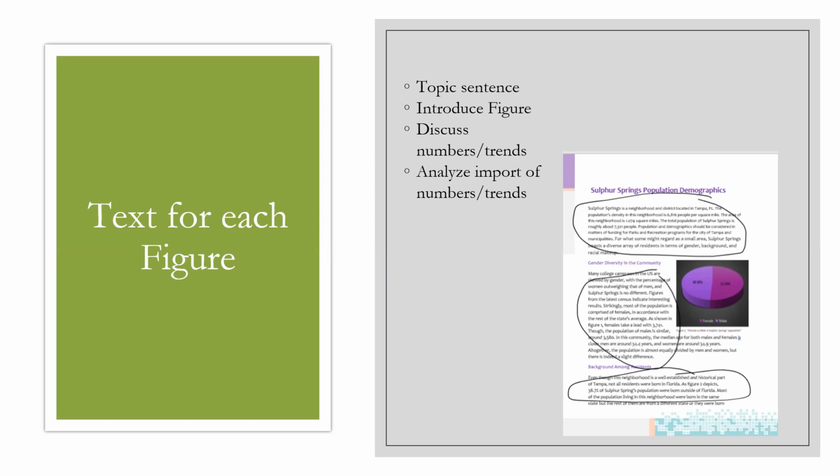So if we look at what's on the screen, the gender diversity in the community, that first subheader section, it's following that pattern of topic sentence, introduce the figure, discuss some of the numbers, trends, and it ends with an inference about that particular point. Altogether, the population is almost equally divided by men and women, but there is indeed a slight difference. So it's more conversational, but it's still inferring or observing something about the data, and that's a great way to end a paragraph that features a visual.